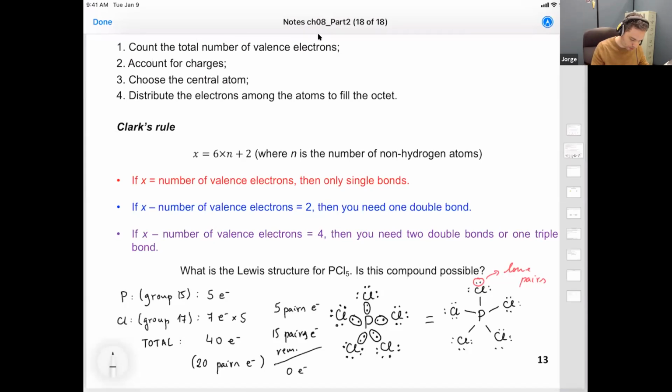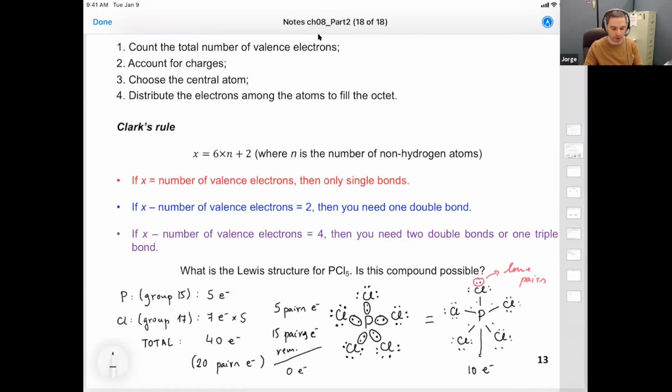Let's count how many electrons the phosphorus has. Each bond is 2, so we have 2, 4, 6, 8, and 10. So in this structure, phosphorus has 10 electrons in the valence shell. So, more than 8.